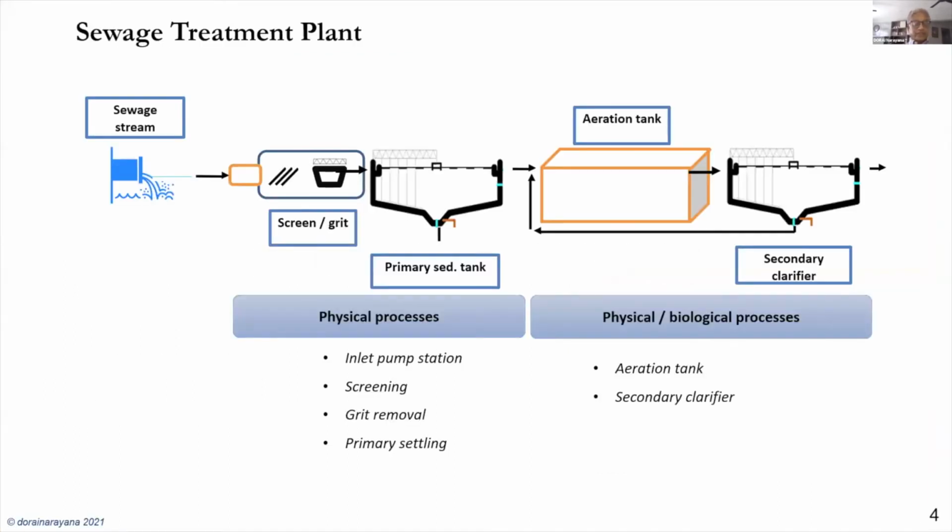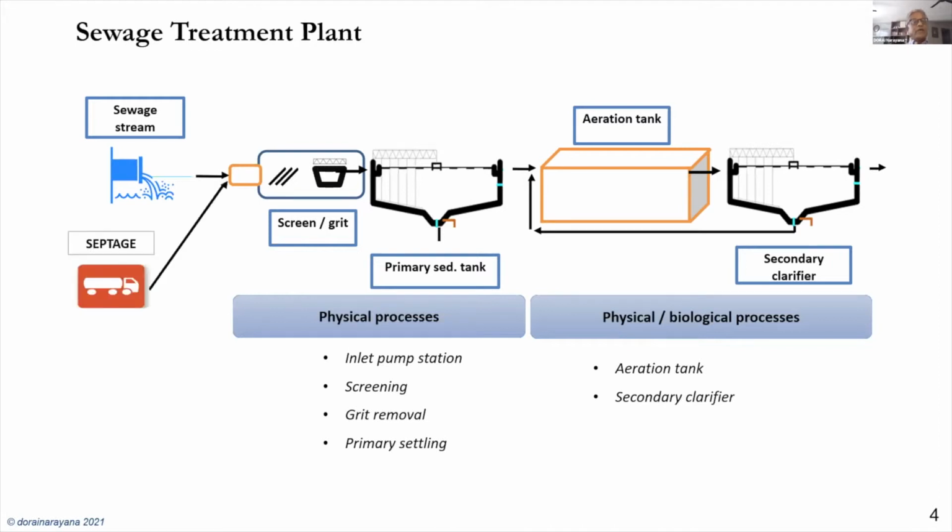So first, the introduction. This is basically a sewage treatment plant. We have adopted a common type, which is an activated sludge system. Most of you would know that it consists of physical processes and physical-biological processes. The upfront parts of the treatment facility are usually the physical processes: pumping, screening, grit removal, and primary settling, right? Then you have the aeration tank and the secondary clarifier, which together function as a physical-biological process with microorganisms doing the work. So this is what a sewage treatment plant is about generally.